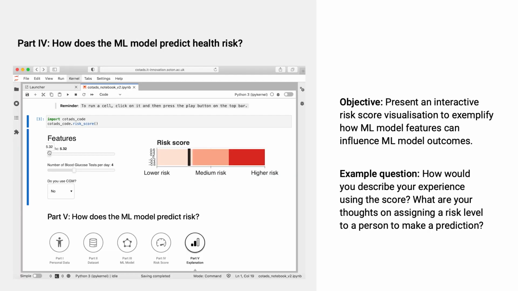The fourth part of the notebook presented an interactive risk score visualization to exemplify how machine learning model features can influence machine learning model outcomes. We can see that changes to features such as HbA1c can adversely influence the risk score. As workshop facilitators, we asked questions such as, how would you describe your experience using the risk score? And what are your thoughts on assigning a health risk level to a person?